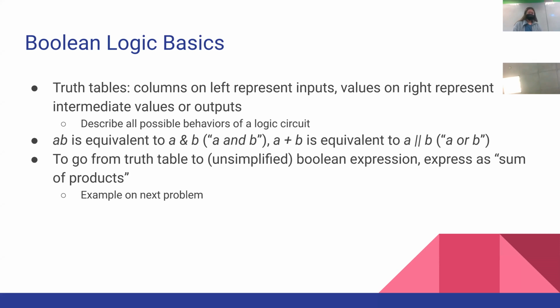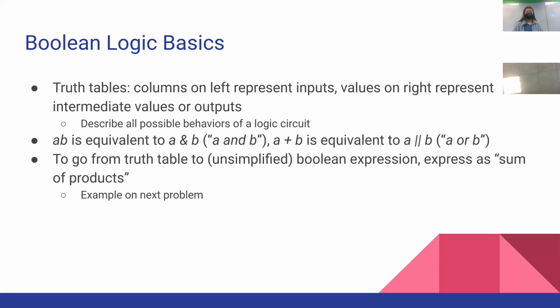Just some basics with Boolean logic is that we use truth tables to represent input. Values on the left represent inputs, and values on the right tend to represent intermediate values or outputs. So sometimes you'll see columns like A, B, and then an intermediate column A and B, which can be used when you have multiple variables. It describes all possible behaviors of a logic circuit. In a little later slides, we'll see the logic gates. They're also presented in lecture.